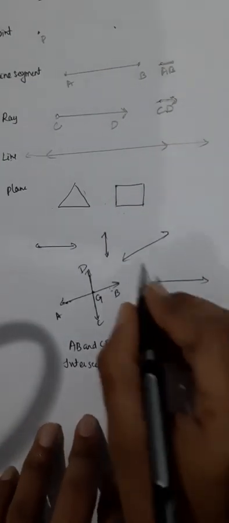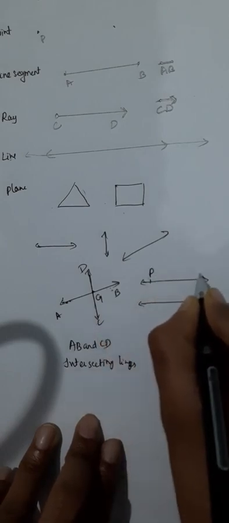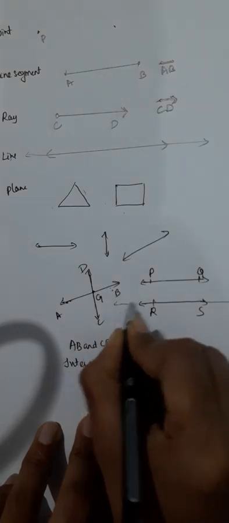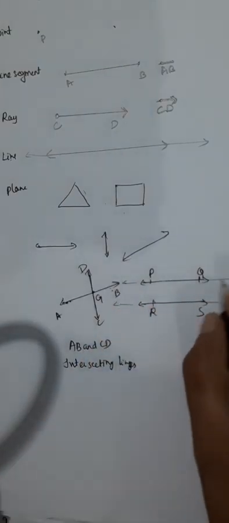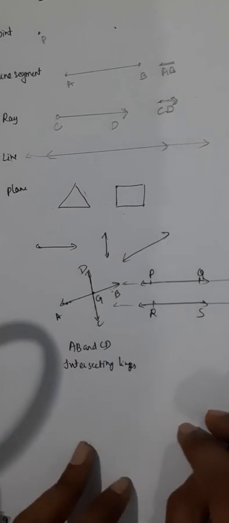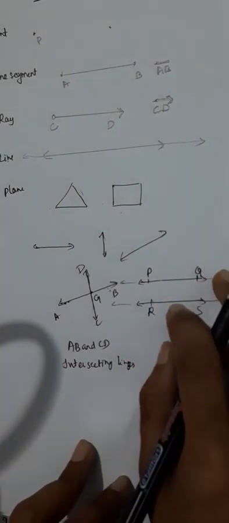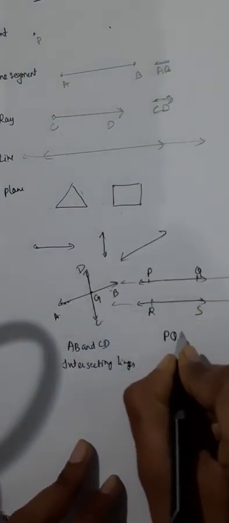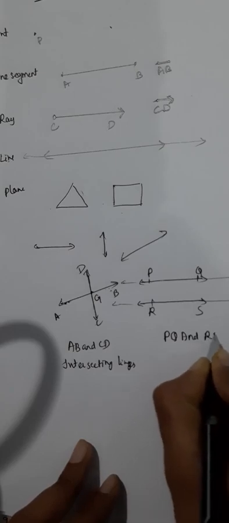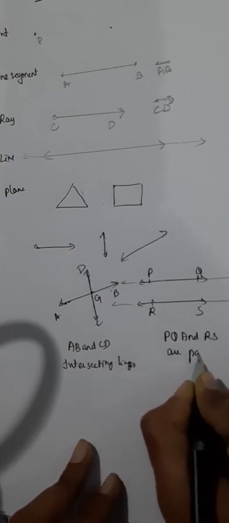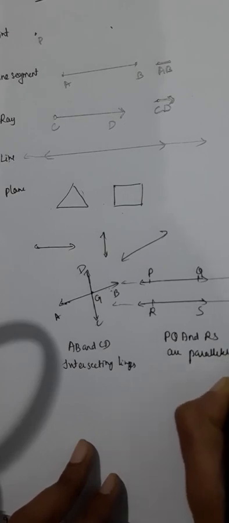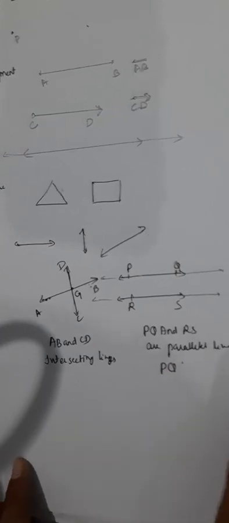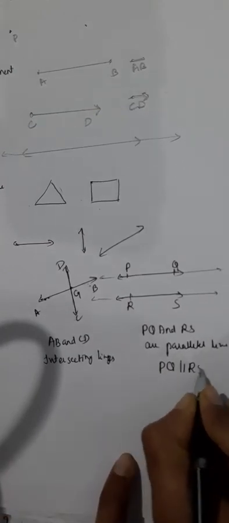Consider one more pair of lines. PQ, RS. So even though you extend on both sides, they will not meet at a point. They will not intersect. So when lines do not meet on extending on both sides, we call these parallel lines. PQ and RS are parallel lines. We denote PQ parallel to RS like this.